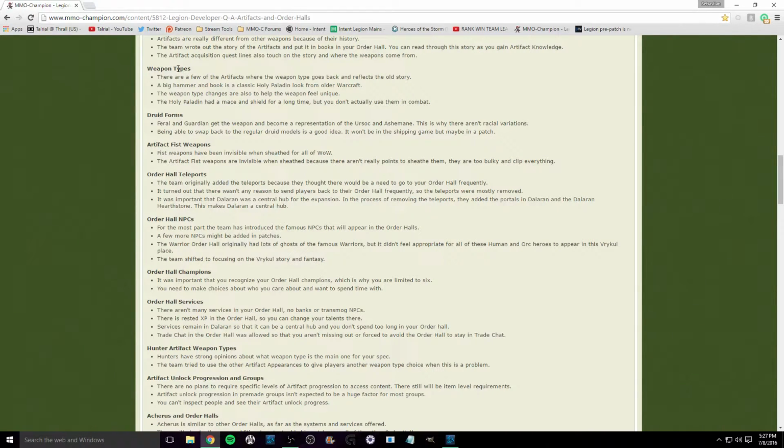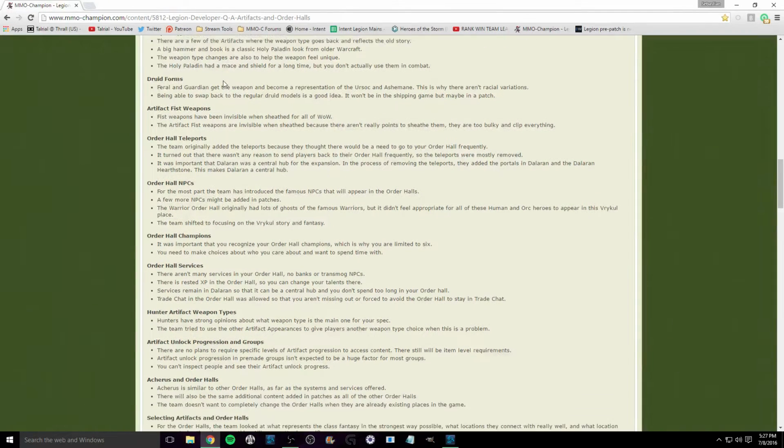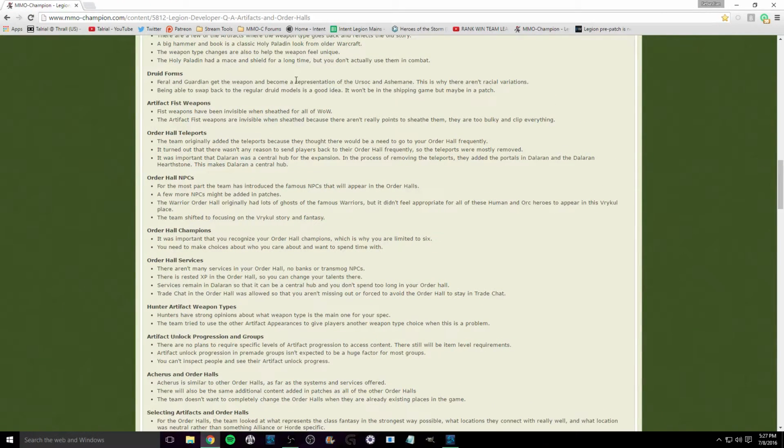Now, there's a couple of different weapon types that they chose for the artifacts. For example, the Holy Paladin had a mace and shield for a very long time, but the old classic Holy Paladin from World of Warcraft was a big hammer and a book, which is fantastic. That's cool. Guardian Druids, they might be adding a way to swap back to the original model. If people like that, and I think that's a great idea, people like what they like and they don't have to explain it or give a reason for it. So being able to choose between the Claws of Ursoc model or your baseline Druid model or any of the other versions, I think that's a fantastic thing.